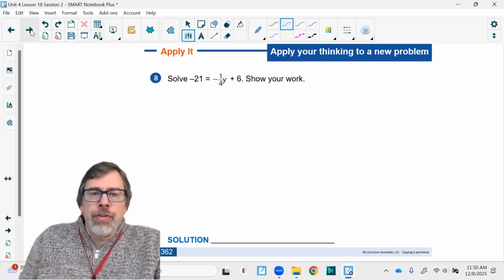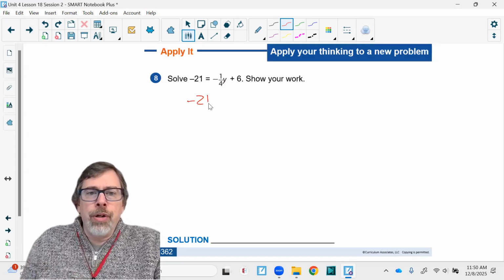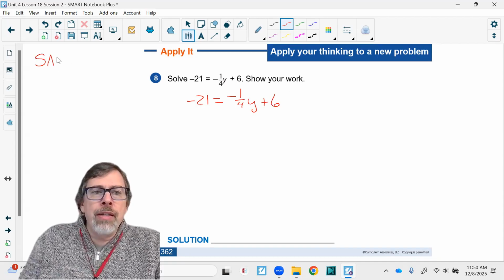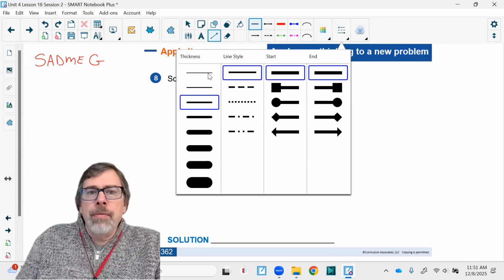Apply it. Solve negative 21. I always like to rewrite this. Negative 21 equals negative 1/4 y plus 6. I can't do anything here, so PEMDAS or GEMDAS does not come into play. I will write SADMEG over here because we are going to cross an equal sign. I'm going to draw a line segment. Okay.